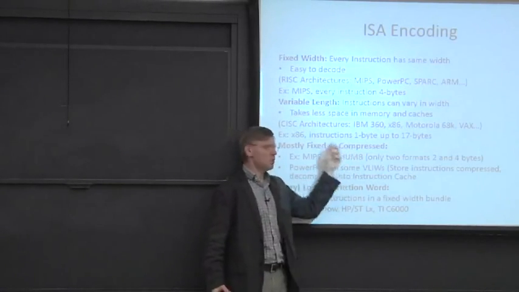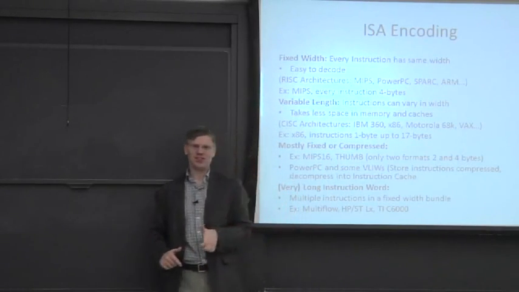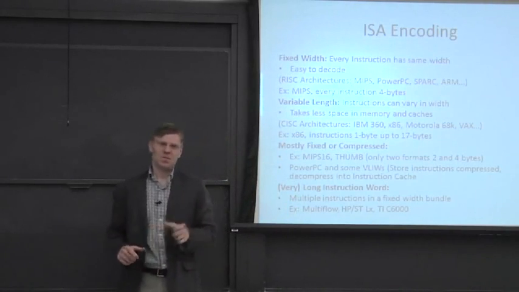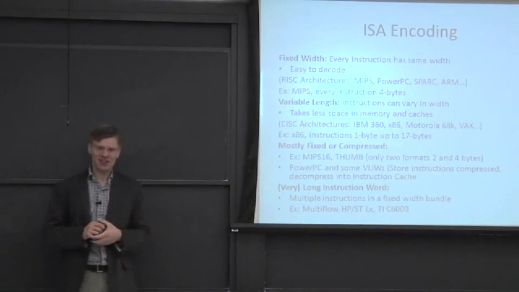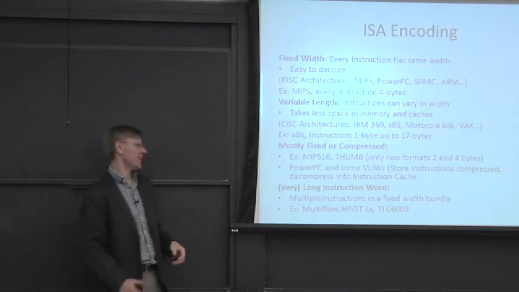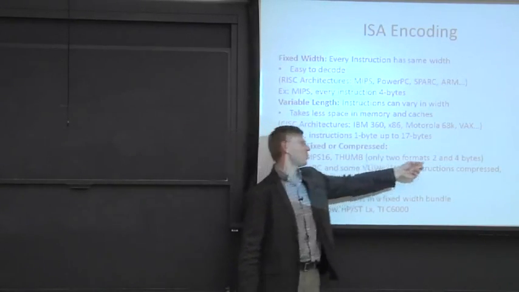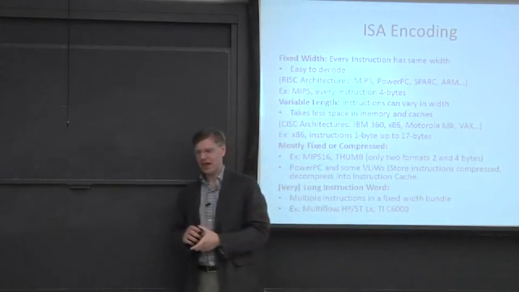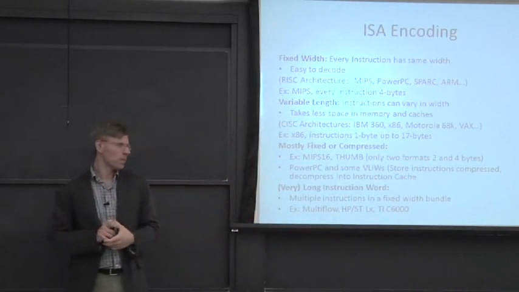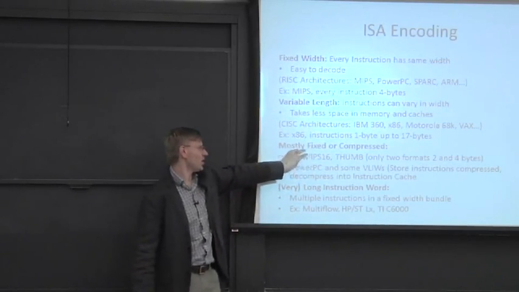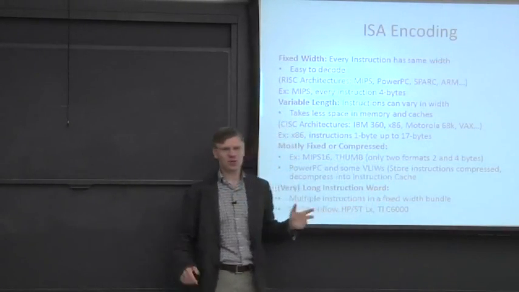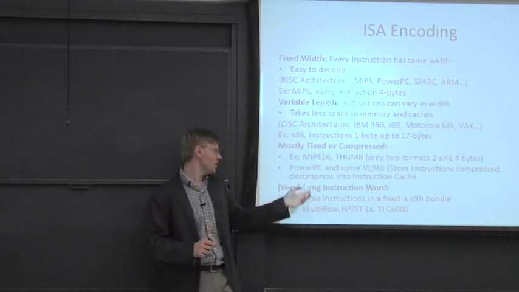And Thumb, which is the compressed or the mostly fixed instruction set architecture of ARM. Yep, gotta love the naming there. Also did a similar sort of thing where they had 2 bytes and 4 bytes as their different instructions. This is a little bit different than compressed. So this is like a mostly fixed architecture with sort of 2 different instruction sizes.